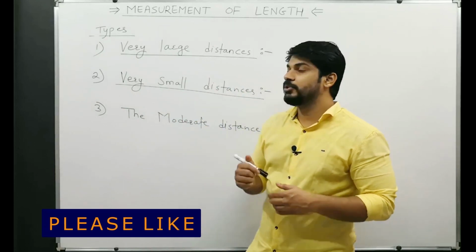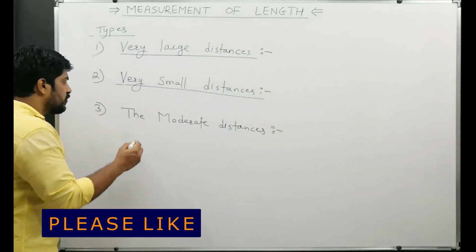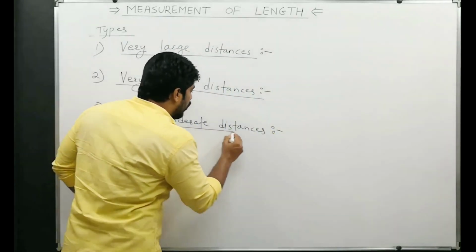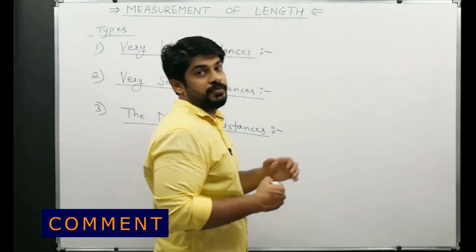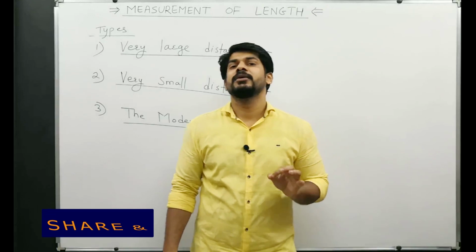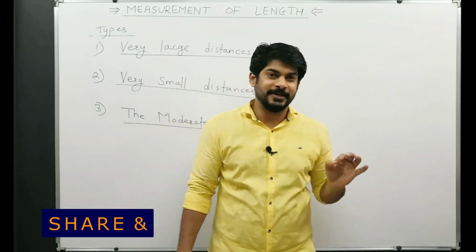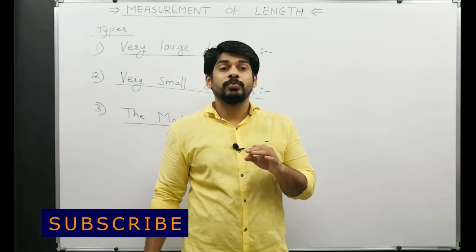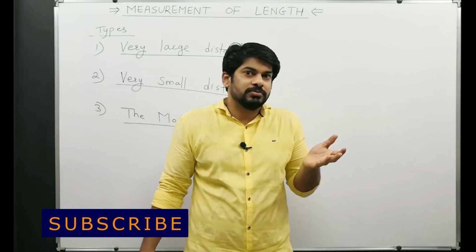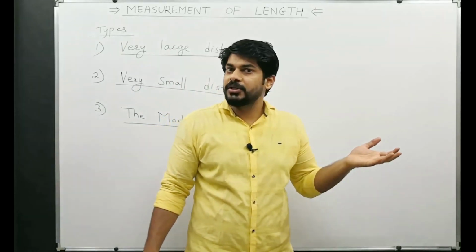The third one is the moderate distances. Now the name itself suggests it: the moderate ones are the distances which can be measured using our normal meter scales. So these are called moderate distances.